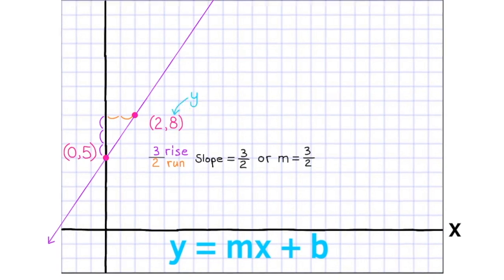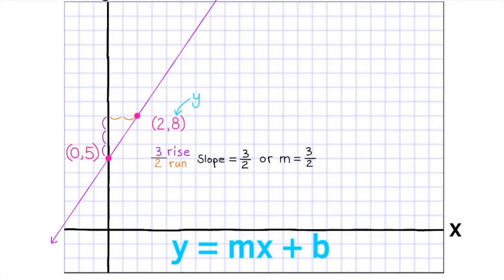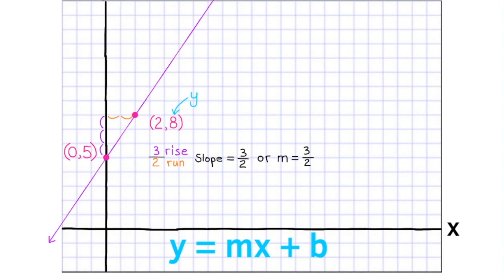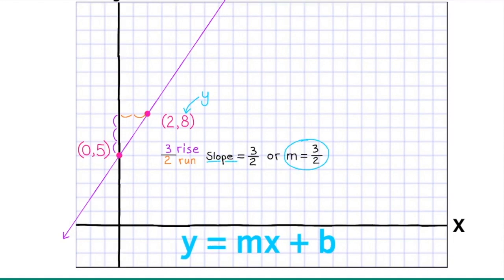First, let's use these coordinates that are already on the line, 2 and 8. In this set of coordinates, the y equals 8. So the y in the equation also equals 8. Eventually, I'll substitute that y in the equation with the number 8. Remember, the slope is 3 over 2, or 3 halves. Eventually, I'll substitute the m in the equation with 3 over 2. The x in this set of coordinates has the value of 2. So eventually, I'll substitute the x in this equation with a 2.